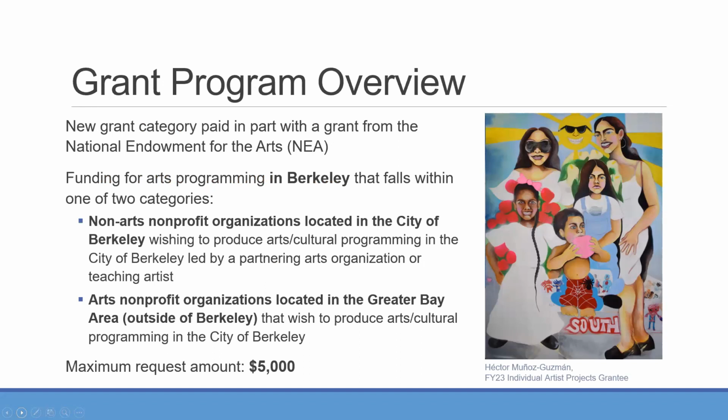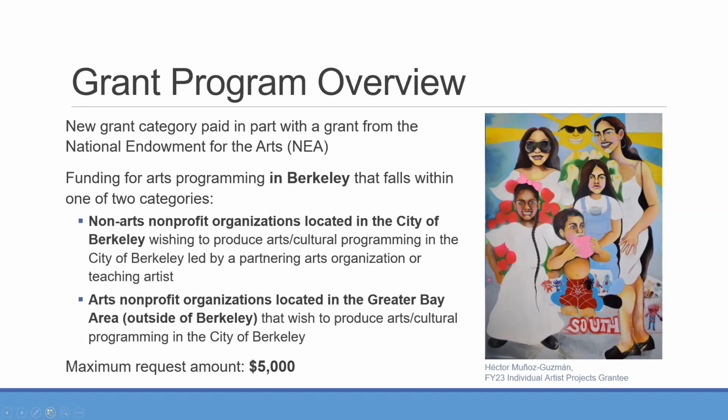So as I mentioned earlier, this is a brand new grant category, and for this grant category, you can request up to $5,000 for your program related expenses. And there's very specific eligibility for this grant category as we try to reach those new organizations and new residents of Berkeley with our grant funds. So the purpose of this arts program grant is to support arts and cultural programming within the city of Berkeley that fall into one of two categories.